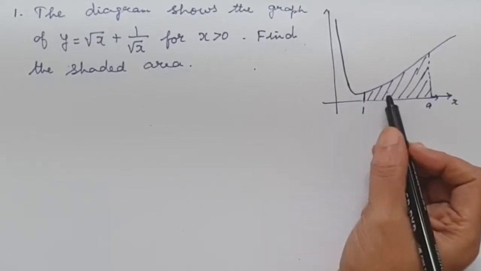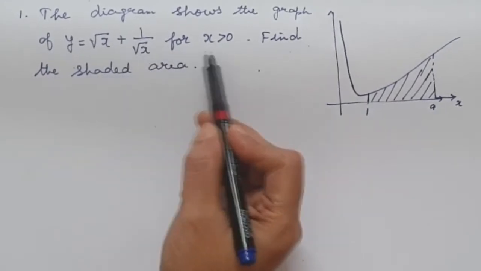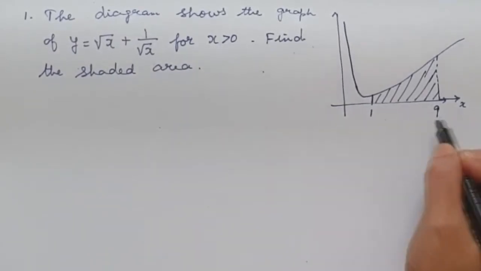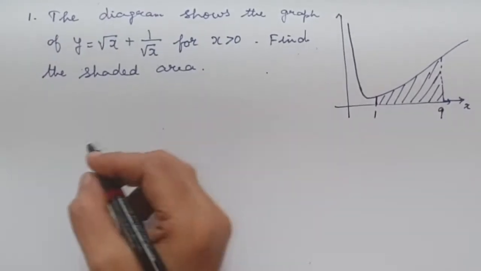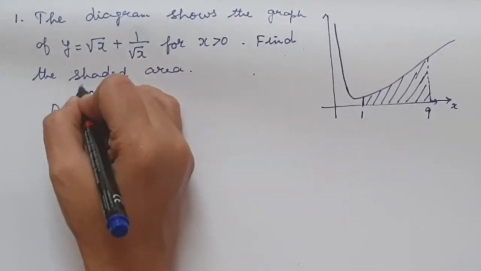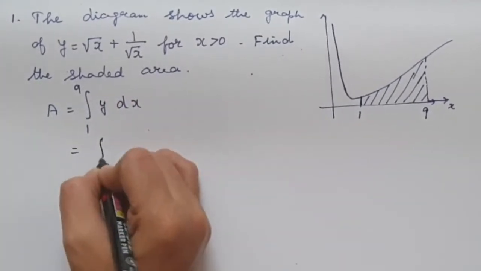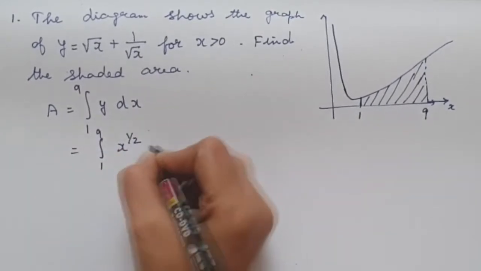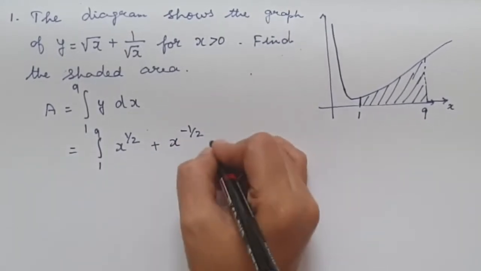First question. The diagram shows the graph of y equal to square root of x plus 1 over square root of x, for x greater than 0. Find the shaded area. In order to find the shaded area, our area is between 1 and 9. So our limits will be from 1 to 9. So area will be equal to integral 1 to 9 y dx. F of x and y is the same. So it will be integration of 1 to 9. Our y, square root of x, can be written as x to the power of half, plus this 1 by square root of x is x to the power of minus half, dx.